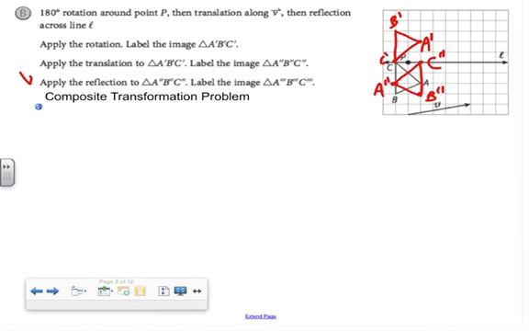And then finally, if I took those and translated them along the vector V, I'd be moving them 5 spaces to the right and up 1. So 1, 2, 3, 4, 5, and up 1. Here's B triple prime. C double prime goes 1, 2, 3, 4, 5, and then up 1. And A double prime, 1, 2, 3, 4, 5, and up 1. Here's A triple prime.